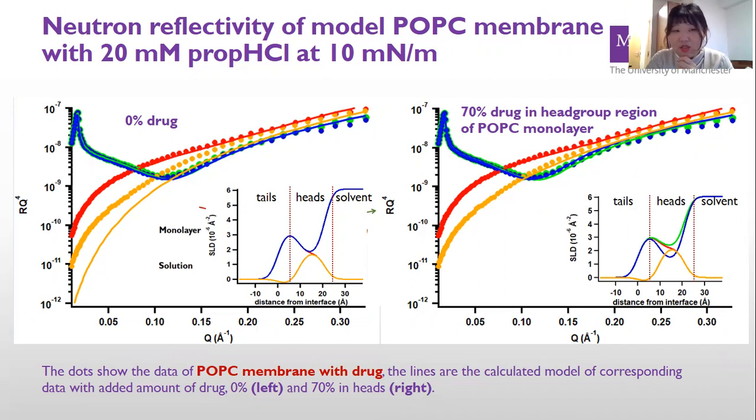And because the scattering length density of the lipid heads and tails are very different, we regard them as different layers and add drugs into either tails or heads or both tails and heads to see which one fits the data best. And the result shows that there was 70% of drug penetrated into the head group region of the POPC monolayer.